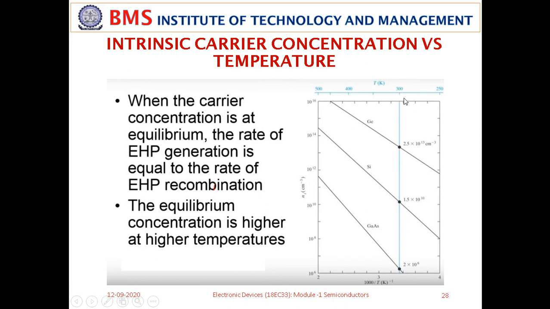At 300 Kelvin, you can see that the intrinsic concentration for germanium is 2.5 into 10 to the power of 13 per cubic centimeter, and for silicon it's less compared to germanium, 1.5 into 10 to the power of 10, and gallium arsenide is very less compared to silicon, even 2 into 10 to the power of 6. And do you think all these band gaps are same? The intrinsic concentration for germanium is large. And what is the band gap of germanium?